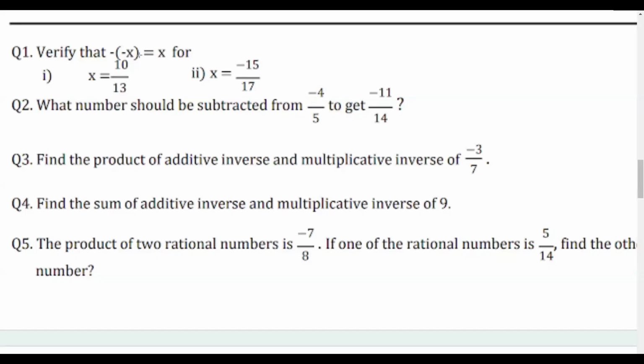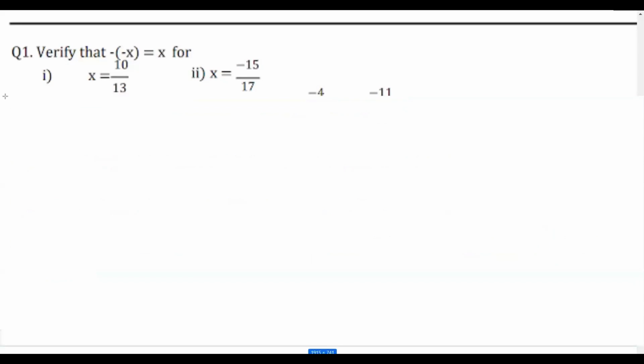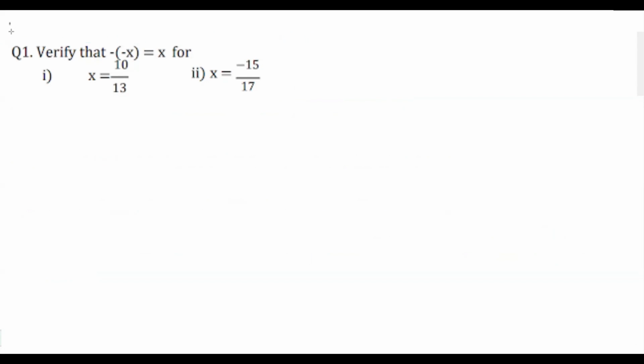Here in this video, I'm going to solve some questions which are based on rational numbers, class 8. Let's start with the very first question. Now, in this question, we have to verify that minus of minus x is equal to x, and we have to show it using two parts.